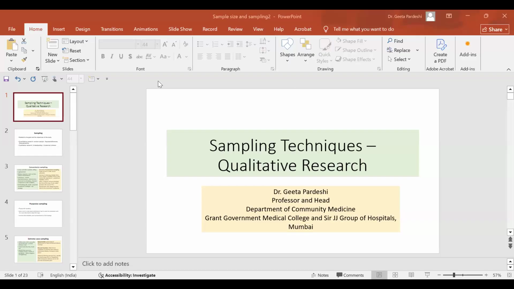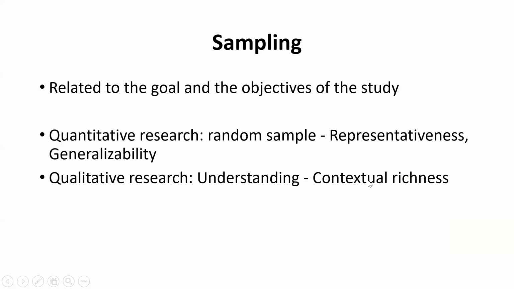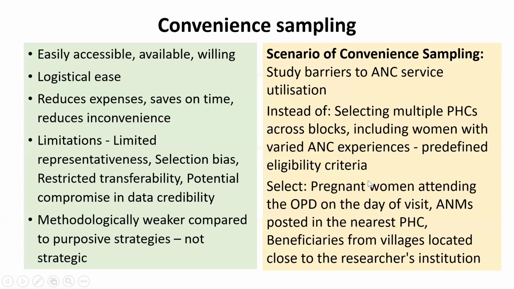Yes, ma'am. So the topic, as I told you, is sampling techniques in qualitative research. We saw how our goal and objectives are different in quantitative research, and therefore the sampling techniques are essentially different between quantitative research and qualitative research. So we surely have heard about convenience sampling.